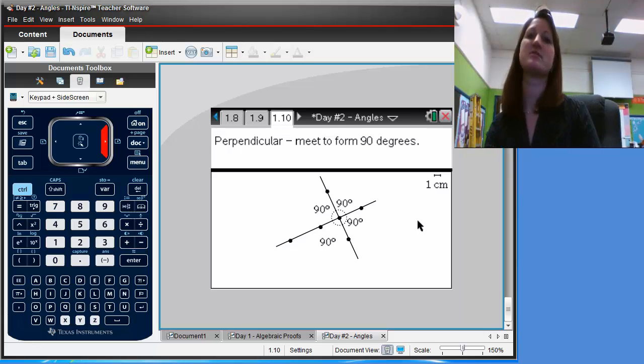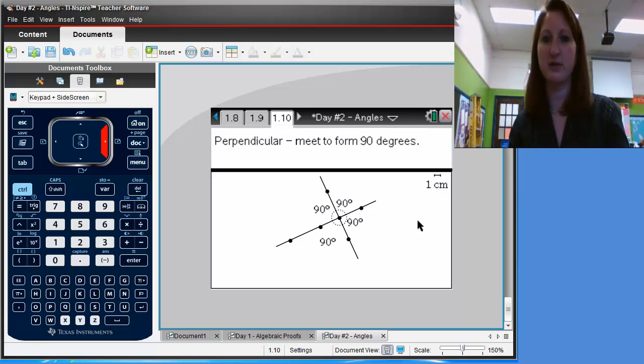So that's pretty much it for today. Basic vocabulary. Make sure that you have them on your vocab sheet in your packet, and then tomorrow in class we'll do an exploration dealing with angles. So you'll discover a few more things with angles.